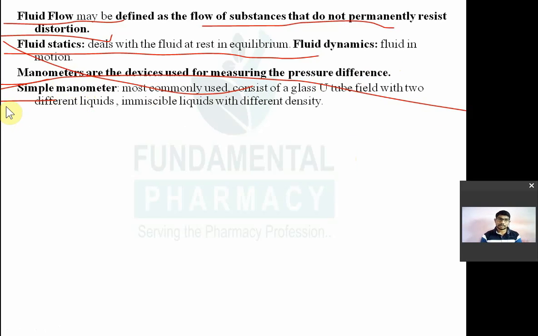I will explain these. The first one is the simple manometer. Remember, simple manometers are most commonly used, and they consist of a glass U-shaped tube.